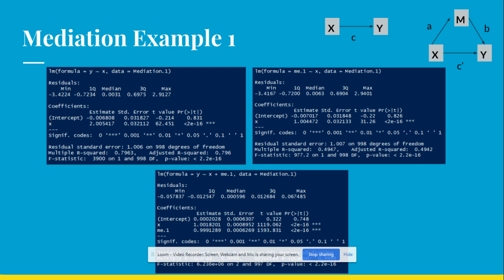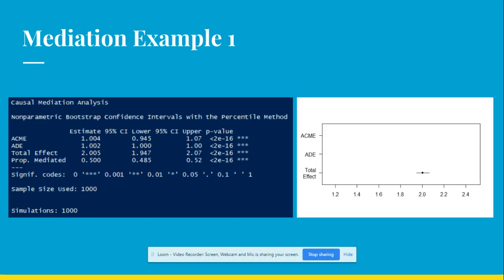So let's take a look at the first mediation example. I started by looking at C, then A, and then looking at B and C prime, as suggested by Baron and Kenny. And as you can see, they were all statistically significant. Baron and Kenny might argue that this is enough evidence to fail to rule out mediation, but I also wanted to take a closer look by bootstrapping. And as you can see, there is a significant indirect effect. So in this case, we fail to rule out mediation.